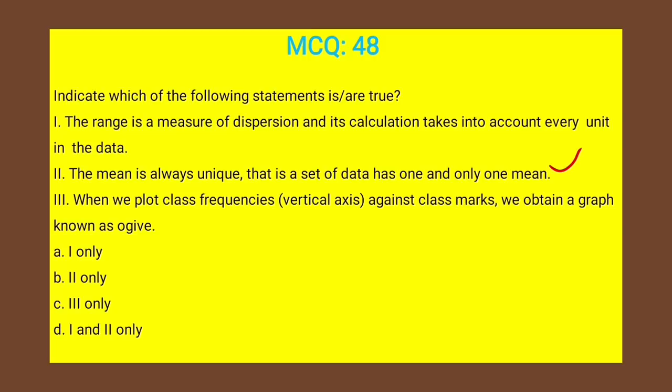Then III. When we plot class frequency, that's the vertical axis, against class mass, we obtain a graph known as an ogive. That is a false statement, because to get an ogive you need cumulative frequencies. When you plot against your class midpoint, you're going to get your ogive with cumulative frequency and not just class frequencies. So this third statement is false, so only II is a true statement. So here option B is the answer. So let's take note of that.